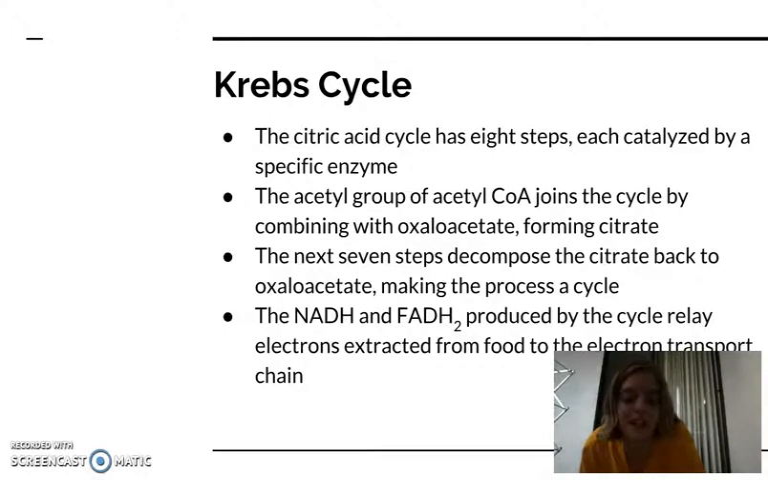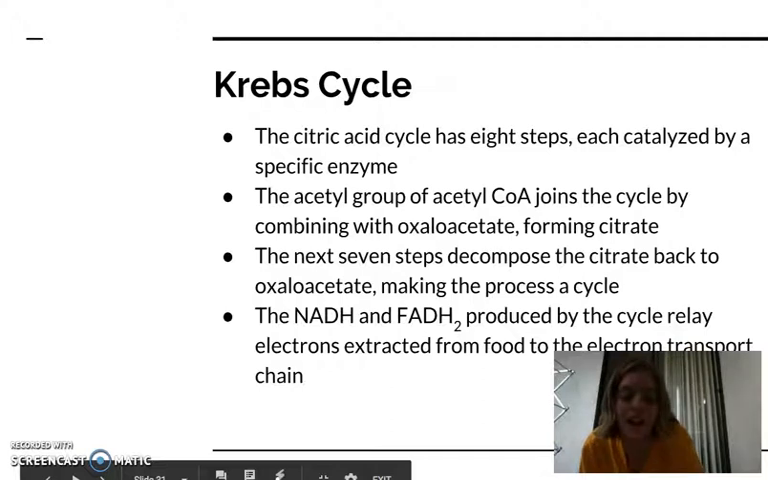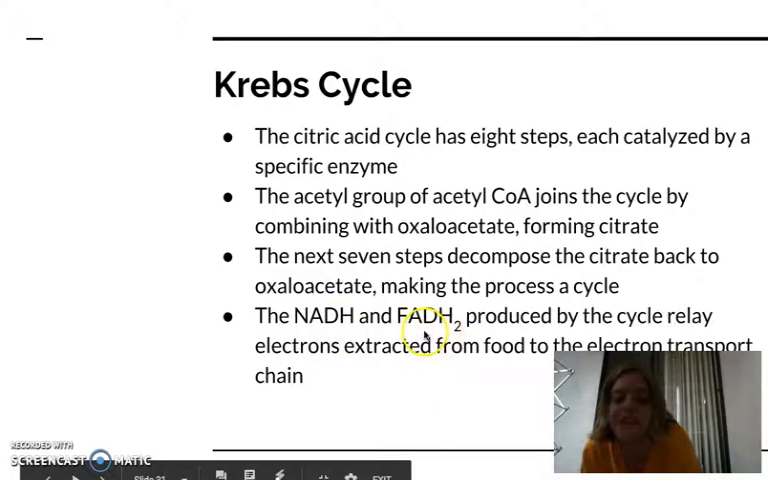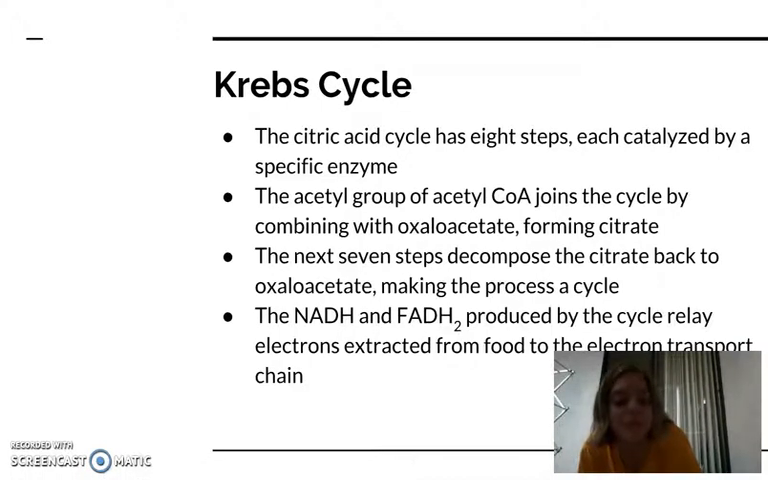And in doing that, there are 7 more steps for a total of 8 that decompose the citrate back into oxaloacetate. And this is why we have a cycle, because once we've gotten the oxaloacetate again, another acetyl-CoA can come in and combine with the oxaloacetate and form citric acid again, once again beginning the cycle. Also worth mentioning once again is the whole purpose of the Krebs cycle is to produce this NADH and FADH2, which essentially shuttle the electrons from the food at the beginning of the process all the way to the electron transport chain.